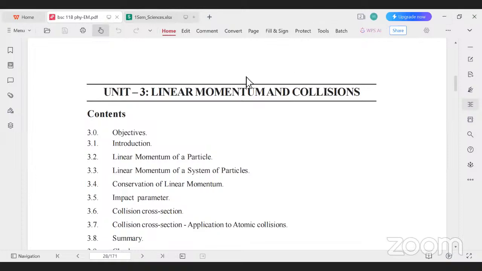Yeah, we need to talk about linear momentum and collision. So our main heading is linear momentum and collision. Till now we have studied in unit 1 and unit 2 about vectors, right? We know what is a scalar and what is a vector, but we always need to find out how this vector is helping to find the fluxes. So we need to know what is linear momentum.